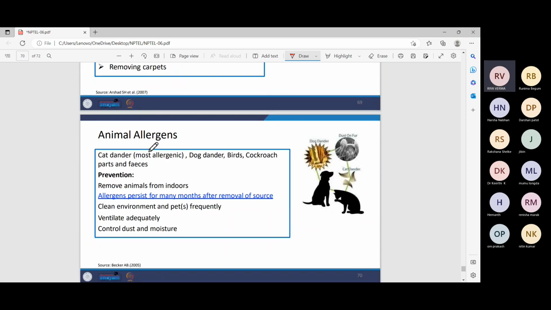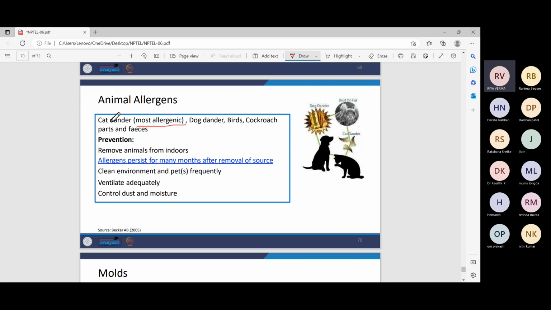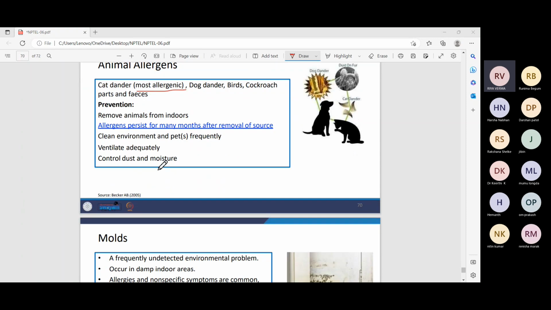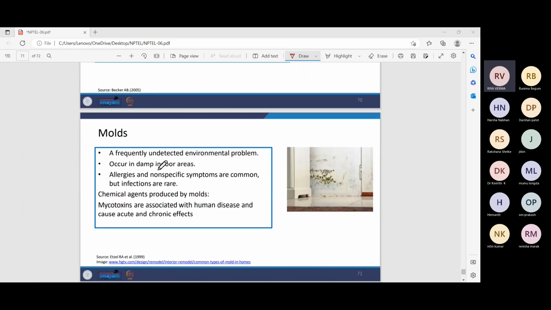Next we have animal allergens. So we have cat dander, which is most allergenic. Then we have dog dander, birds, cockroaches, parts and feces. Then to prevent these animal allergens, we can simply remove animals from indoor environments and settle them in some outdoor environments. And allergens persist for many months after the removal of the source. So we have to clean the environment and pets frequently, and then also we should have adequate ventilation in our environments. And next we should control the dust and moisture in these environments.